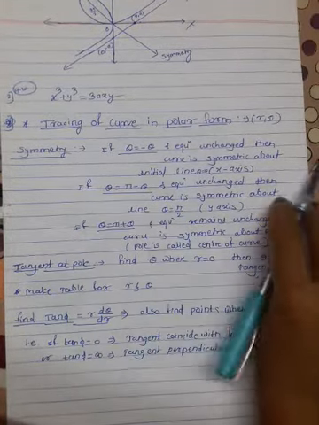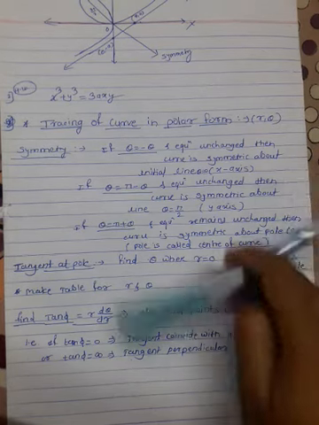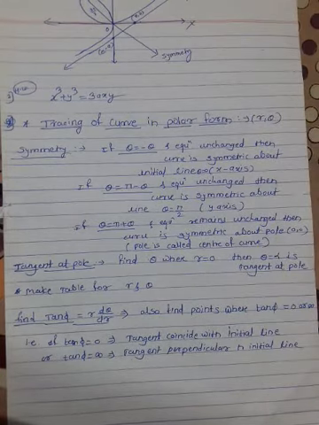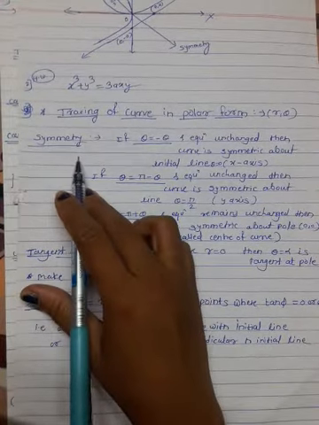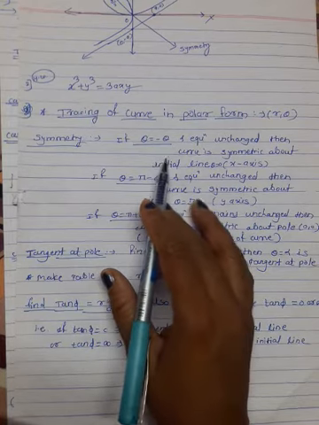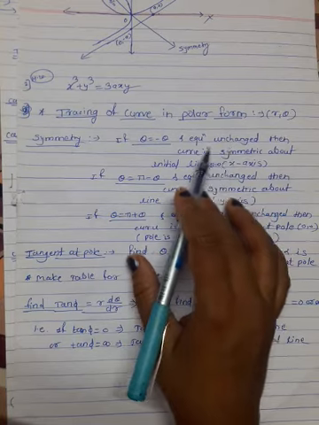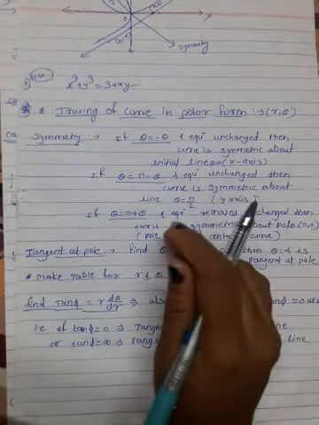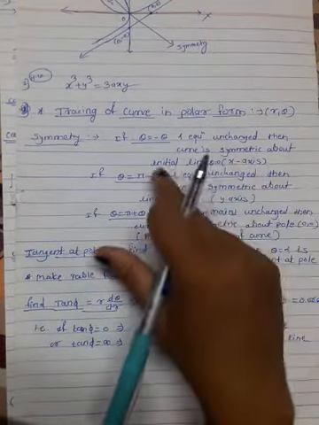Some points are there, like in Cartesian form there are only a few points, and polar form is very much easy. Okay, now the first point is symmetry. If theta is replaced by minus theta in an equation, and the given equation remains unchanged, meaning the given equation stays as it is, then the curve is symmetric about the initial line.